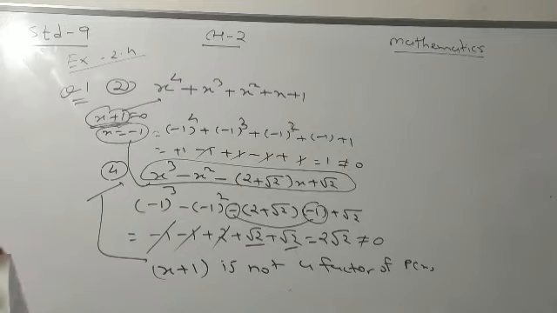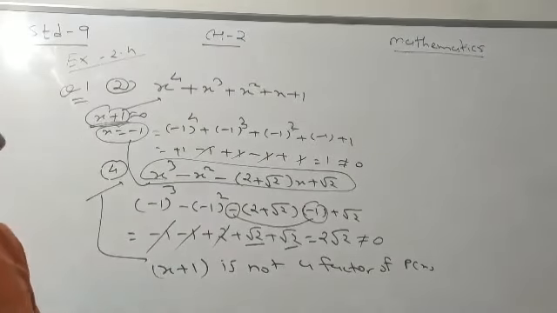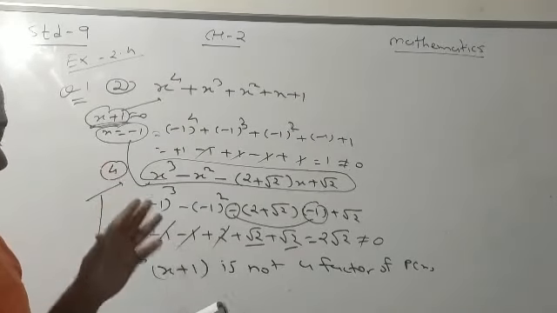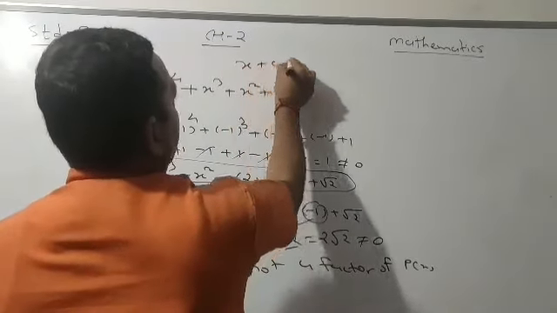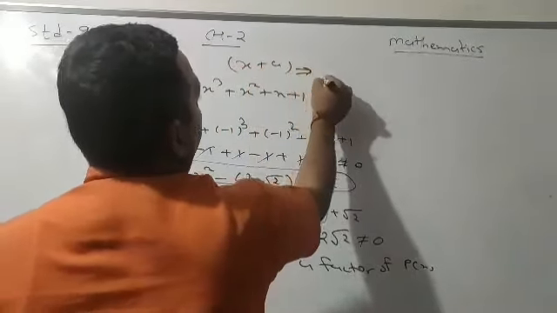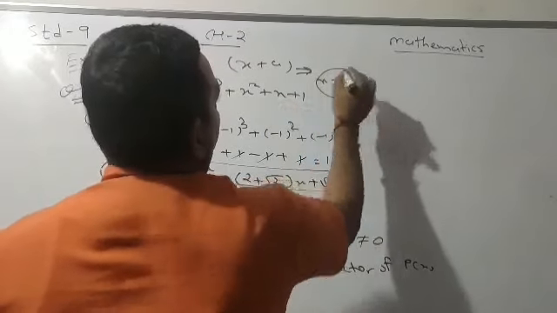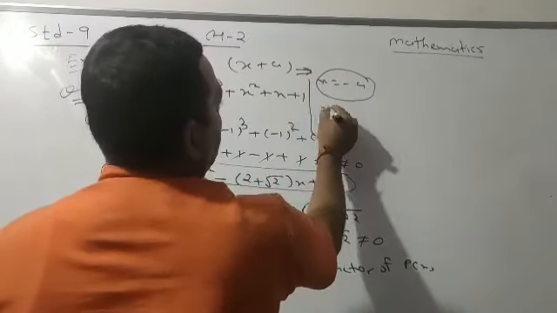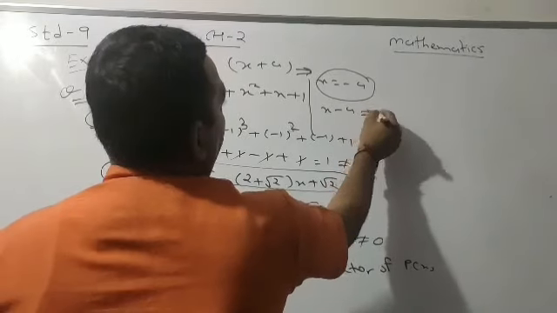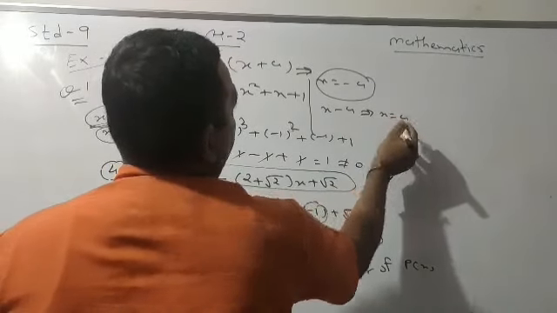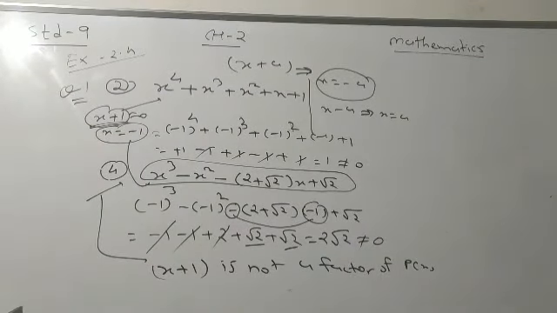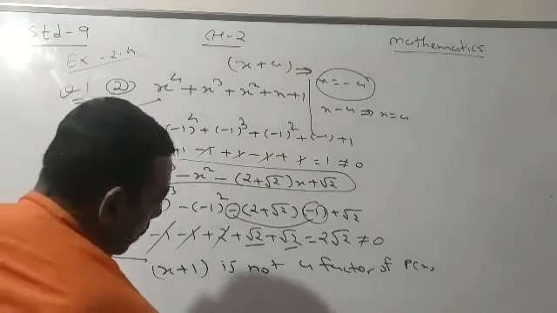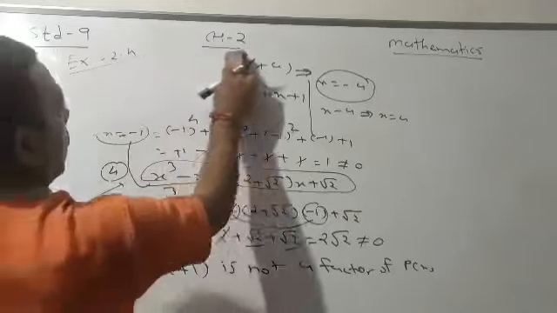Clear? So what exactly we have to do in this? In this question, only you have to substitute the value. Suppose it is given x plus a, you have to substitute x equal to minus a in the polynomial. And if it is x minus a, you have to substitute x equal to plus a in the polynomial. If it gives you 0, then it is called a factor. If different from 0, then it is not a factor.